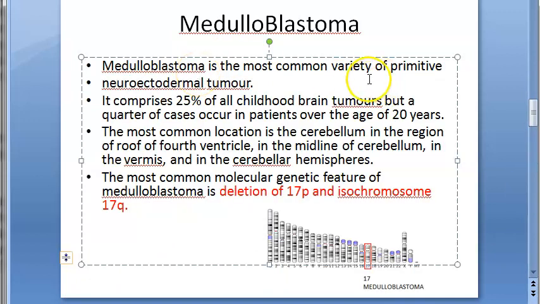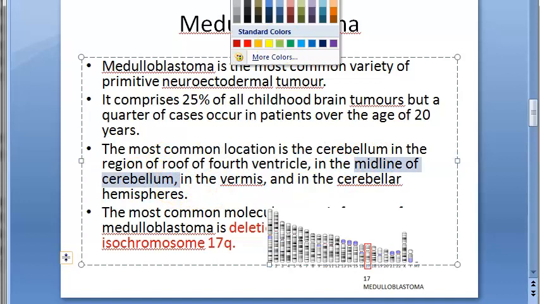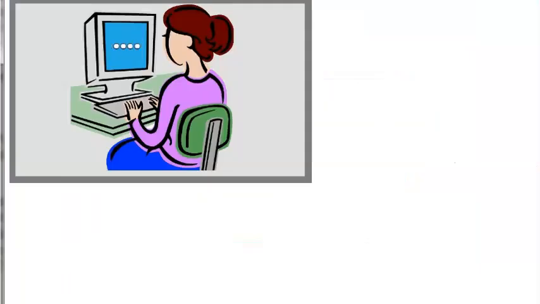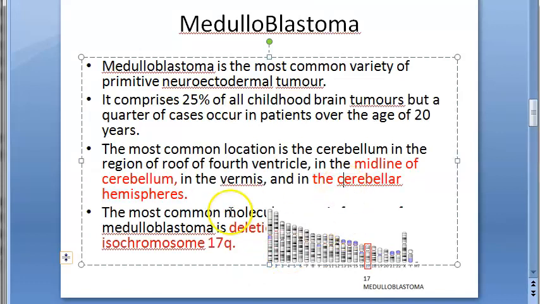Now, it is the most common variety of primitive neuroectodermal tumor, you know. Then the common location is cerebellum, then roof of fourth ventricle, midline of cerebellum, don't forget this, midline of cerebellum. In the vermis, in the cerebellar hemispheres. So you cannot remember everything. At least you will remember cerebellum, midline of cerebellum and the hemispheres of cerebellum.